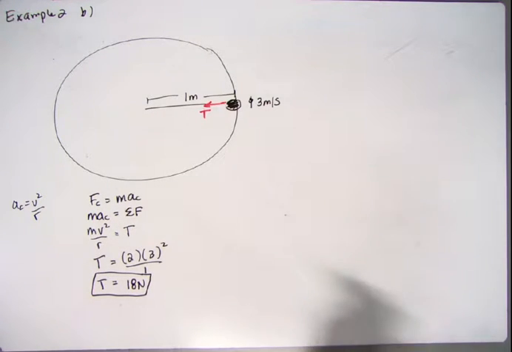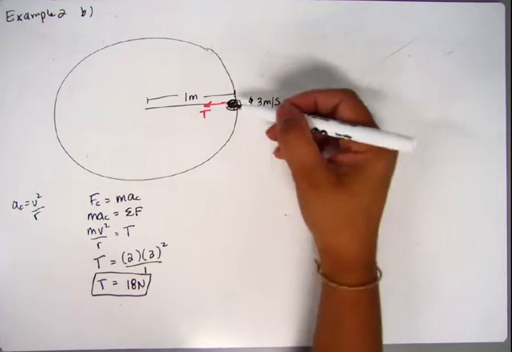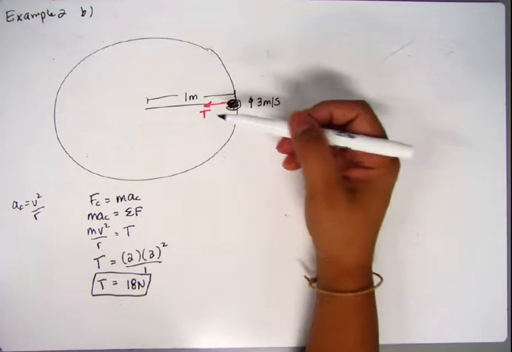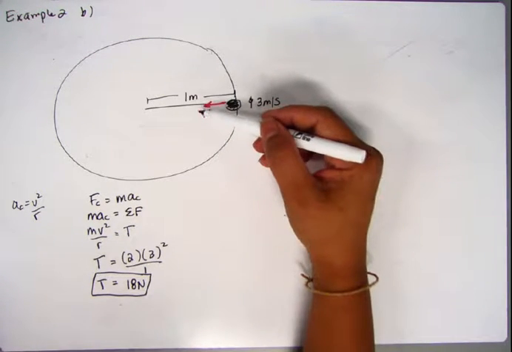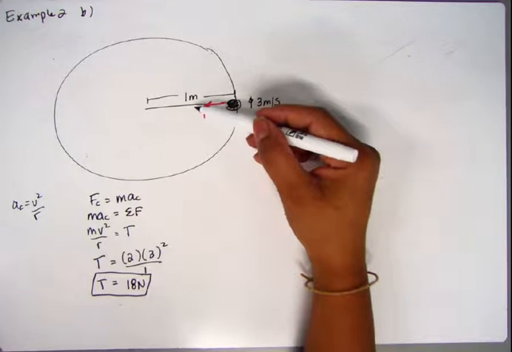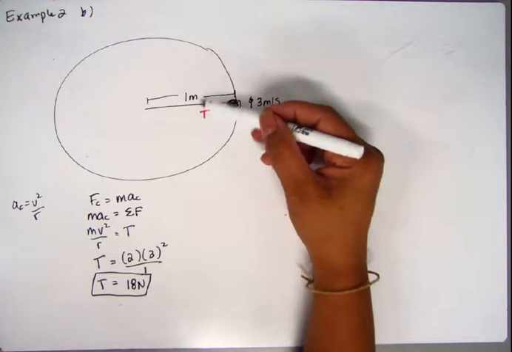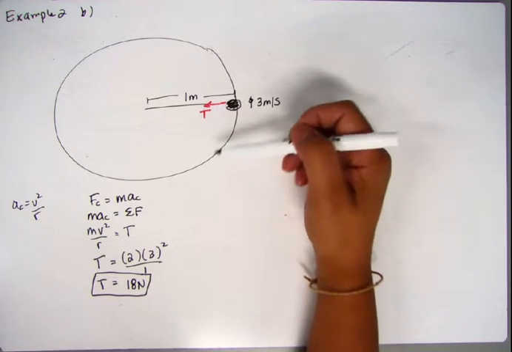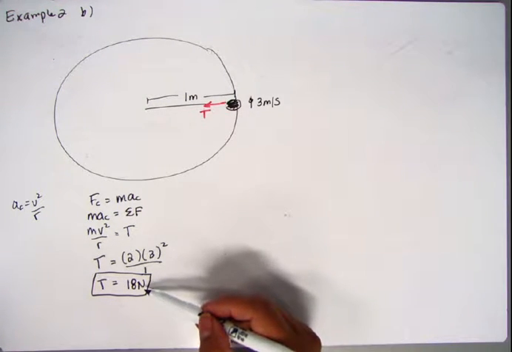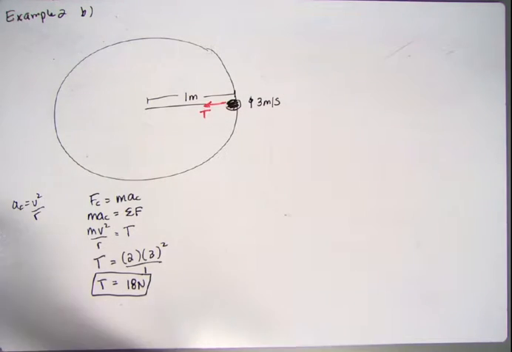Then it says what happens to the rock if the tension breaks. Maybe the string is something really weak, like thread, and it can only withstand 50 newtons of force. So you're trying to spin it faster, it doesn't have enough force to withstand this, and it breaks. What will happen? What's the trajectory of that stone?